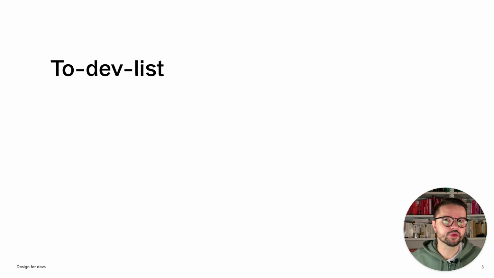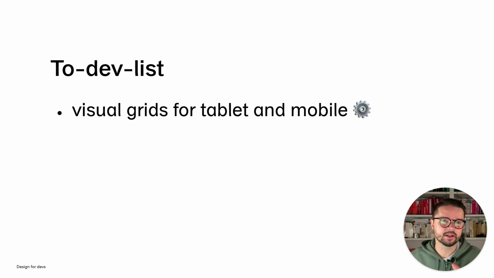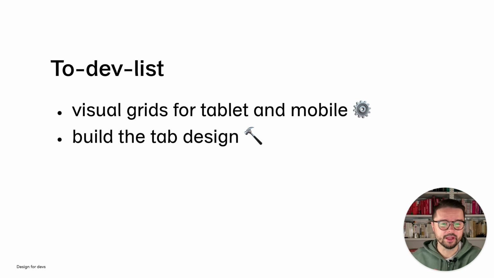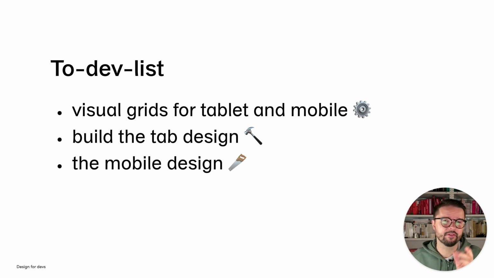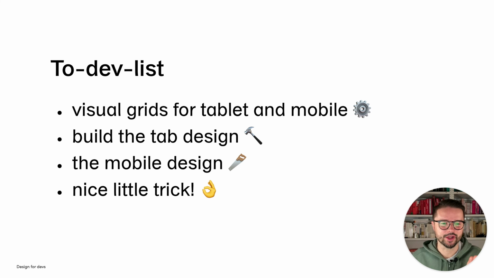Alright, what's on our to-do list? First, we'll adjust the visual grids for tablet and mobile, then we build the tablet design, then the mobile design, and finally I show you a nice little trick.